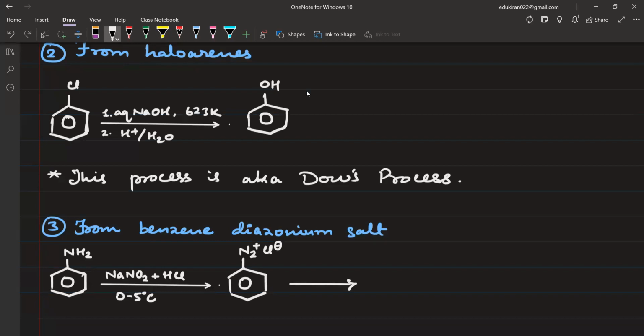On warming this in water, we will get phenol. So the diazonium group is replaced by hydroxide OH. This is aniline.